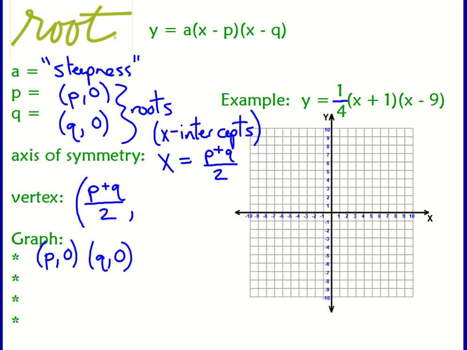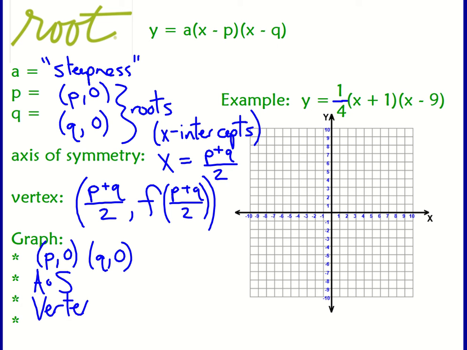So the vertex is going to have that x coordinate, (p plus q) over 2. And then just like we did on the last form, we're going to substitute that into the function, which I'm just going to write f of (p plus q) over 2. And that's how I would get the y coordinate there. So we're going to start by graphing the roots themselves. Then I can find the axis of symmetry and graph that. And then I can graph the vertex. And then I can graph the steepness points. And that should be enough pieces that I've got a good parabola there.